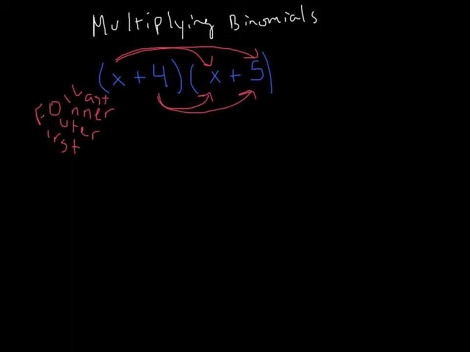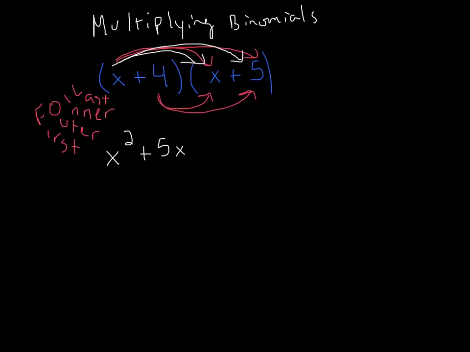Really what you're doing is double distributing. You're distributing the first one to both, and then you distribute the second one to both. That's how FOIL came up. First goes to both, then the second one goes to both. If you follow these terms, we're going to do x times x first. That's the first, so x times x is x squared. Then you do x times the positive 5, and that gives you plus 5x.